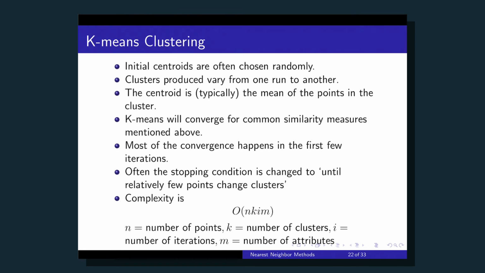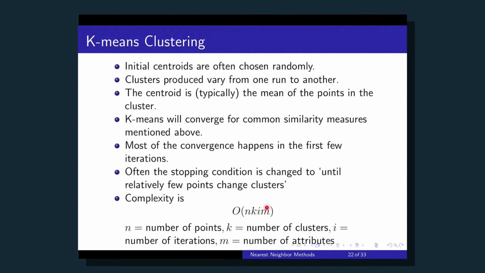K-means is a form of expectation maximization, and those kinds of methods generally converge pretty quickly. You'd expect k-means to converge within a single-digit number of iterations. So most of the time, this can be taken as constant.